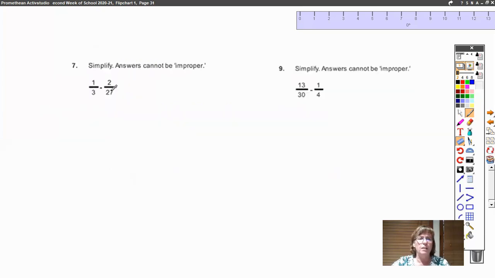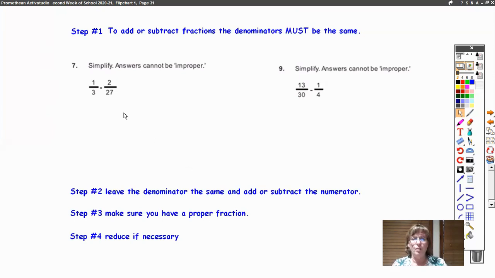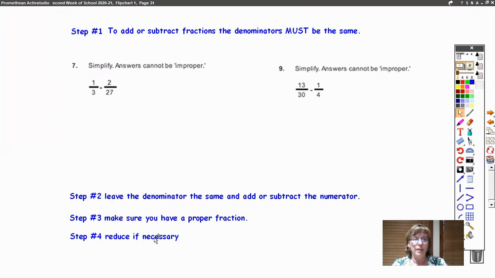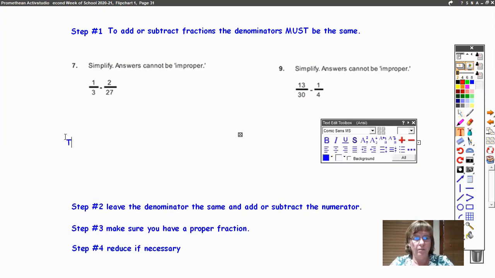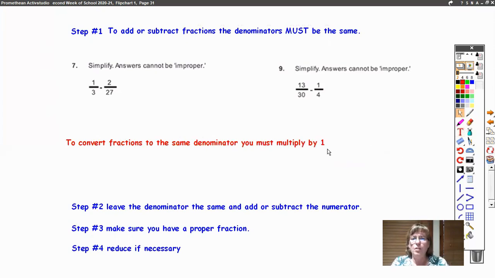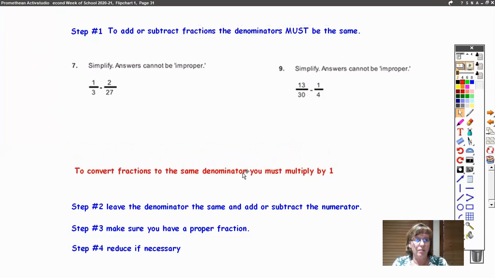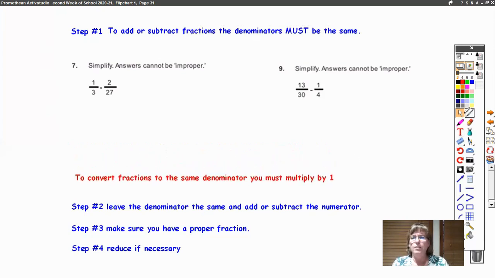Now, we're going to do the same thing. Now what we notice is the denominators are not the same, so we have to follow our step number 1. Okay, so now we're going to do the next problem, and step number 1, to add or subtract fractions, the denominators must be the same, and these are not the same, okay? So what we're going to have to do here is we're going to have to actually convert them, okay? So we're going to put these in here. We're going to put this in a different color, so we're going to go ahead and write that. So to convert fractions to the same denominator, you must multiply by 1. Okay. So I know this sounds kind of weird because you're like, well, wait a second, what do you mean I'm going to multiply by 1? Let's go ahead and take a look at this, okay?